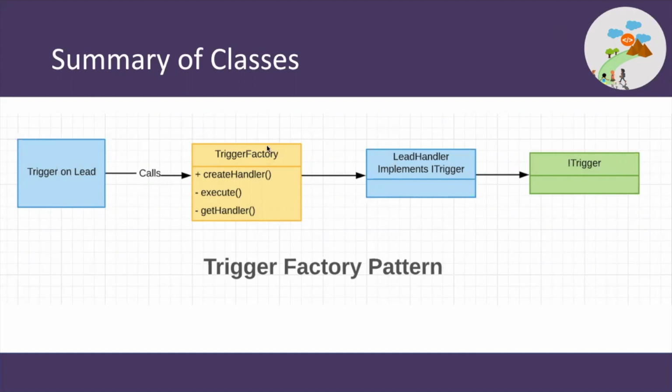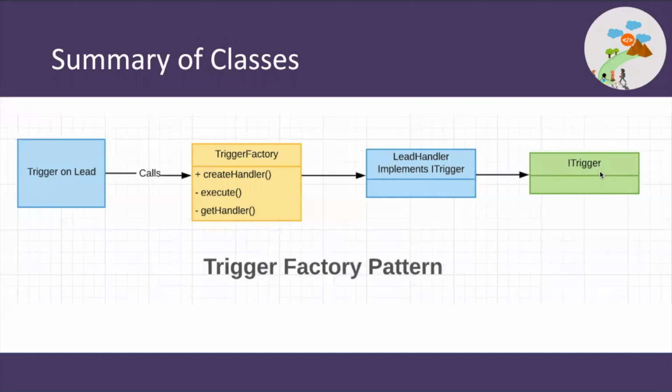This calls the trigger factory. You don't need to change the trigger, or write a trigger factory every time. As you can see, blue is the only new thing you're writing. You're only writing the trigger on lead and the lead handler. If you have already written a trigger on lead, then ignore it. All you have to do is keep changing the lead handler. Trigger factory is one time, iTrigger is one time.